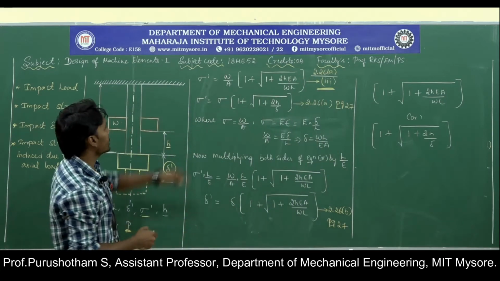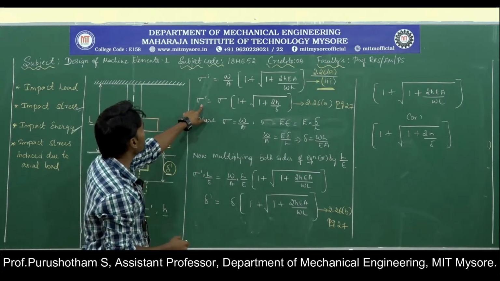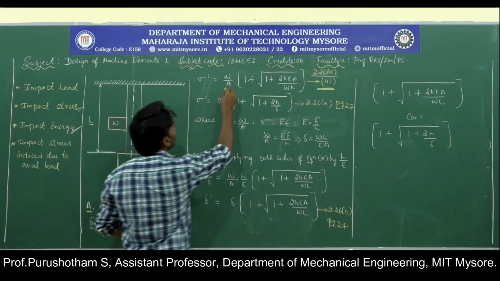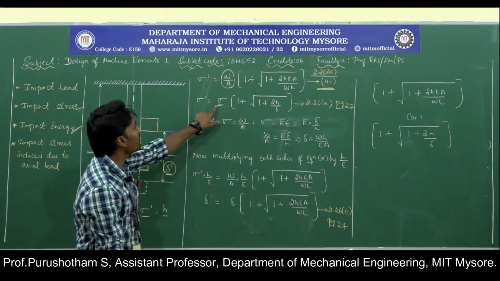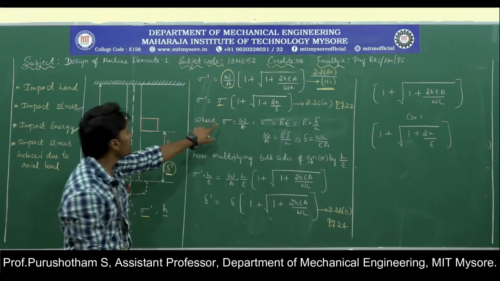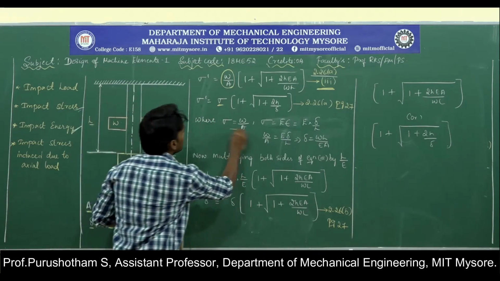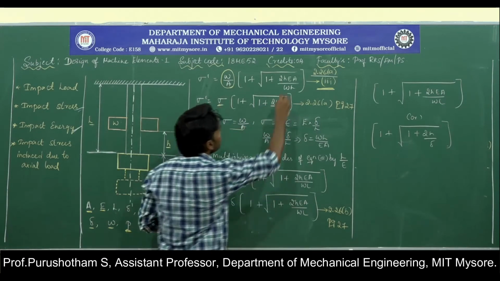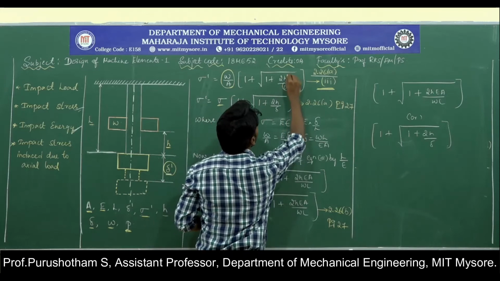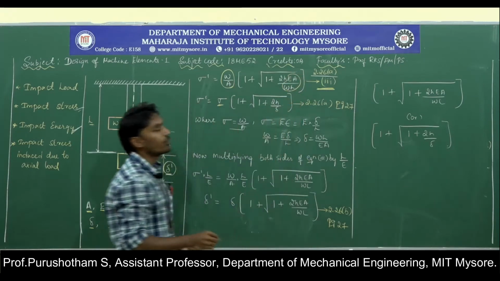Now this equation reduces to sigma dash equal to W by A, which can be replaced by sigma, the stress induced due to the static load. Then 1 plus square root of 1 plus 2H by delta, where the term EA by WL is replaced by 1 by delta.